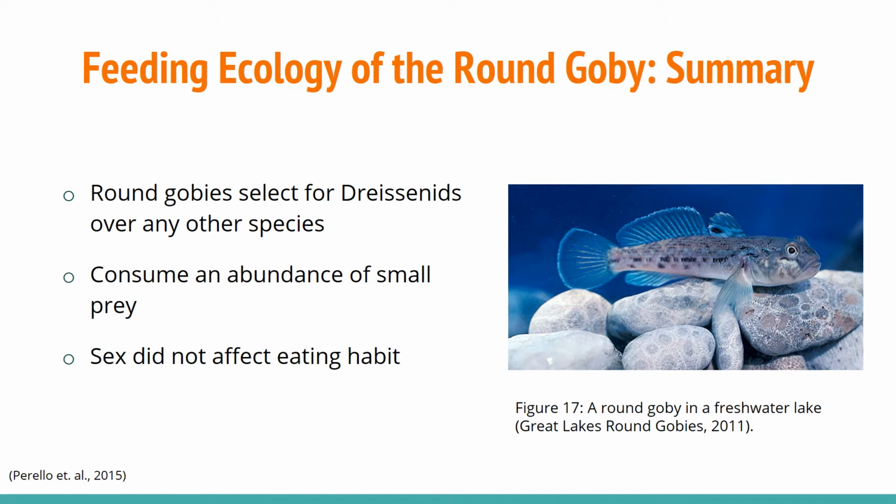This study, looking at the eating habits of the round gobies, found that round gobies selected for dreissenid mussels, which is the family of mussels that have invaded the Great Lakes. This study also shows that round gobies consume a higher abundance of smaller mussels, and there is an inverse relationship between consumption and the size of the prey. These both help us to understand that the round gobies would be an excellent species to control the invasive mussels in the Great Lakes, specifically Lake Erie.